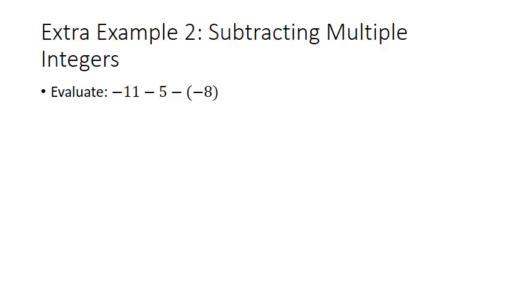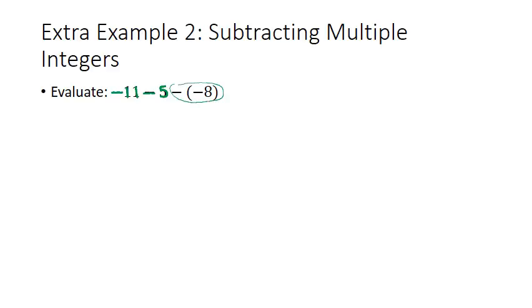So here we are at our second example of subtracting multiple integers. We can see we have negative 11 minus 5 minus negative 8. As we look at this, we can start working right to left. So we can look at negative 11 minus 5 first, and we're going to ignore this piece right now because we're only going to work with 2 numbers at a time.